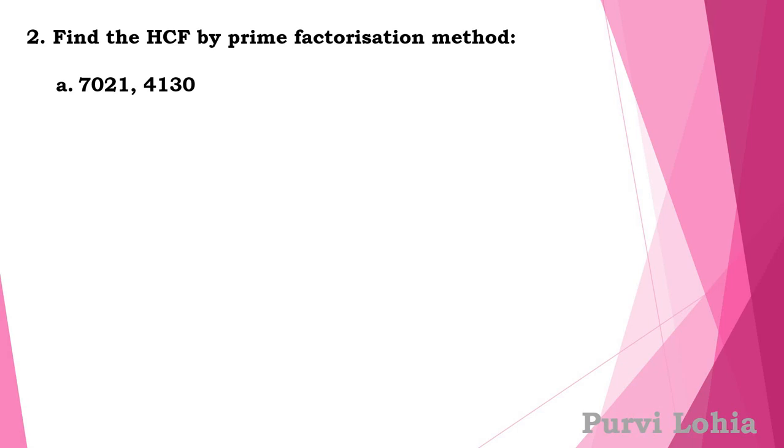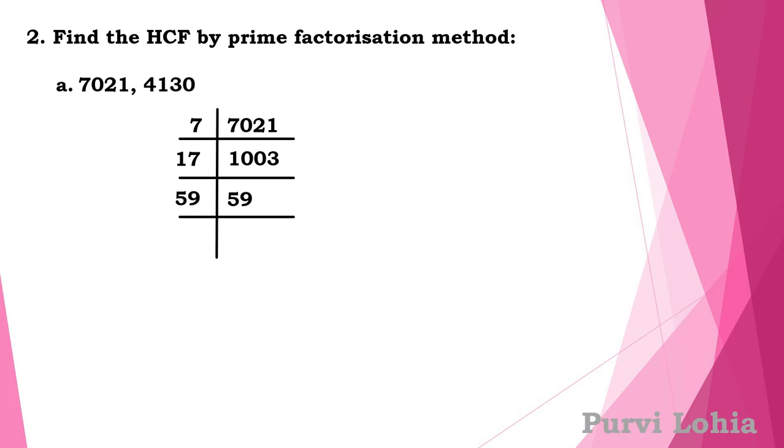Okay. So prime factorization of 7021 is, so by which lowest prime number it is divisible? Correct. It is divisible by 7. Okay. So it will be 1003. Again, it is divisible by 17. Okay. And it will give 59, and 59 is a prime number. So it will be divisible by itself. Okay. This is the prime factorization of 7021.